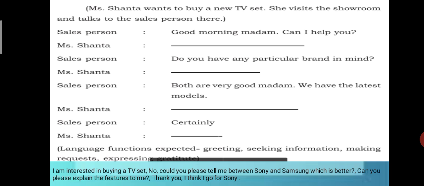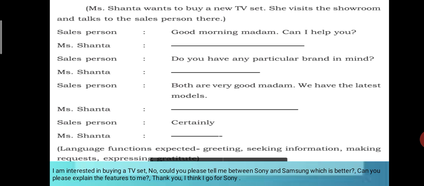So she doesn't know the features of both Sony and Samsung. She asks for the features. The salesperson says, "Certainly." Miss Shanta says, "Thank you. I think I'll go for Sony." So after listening to the features of the TV brands, she goes for Sony.